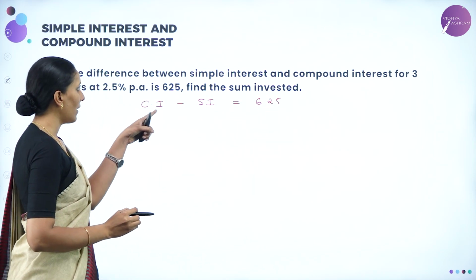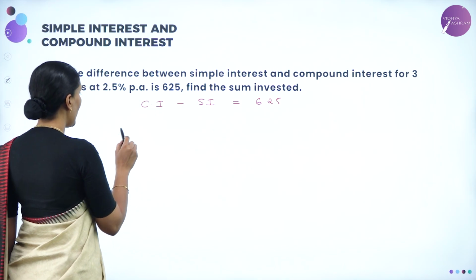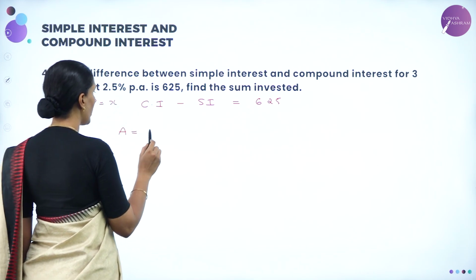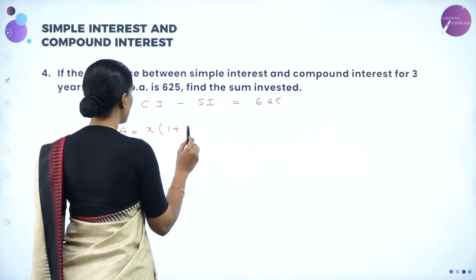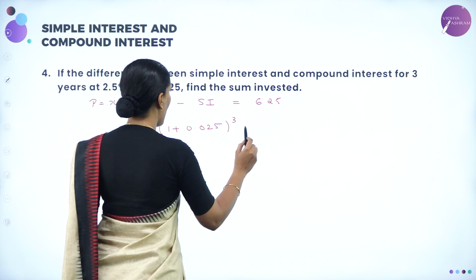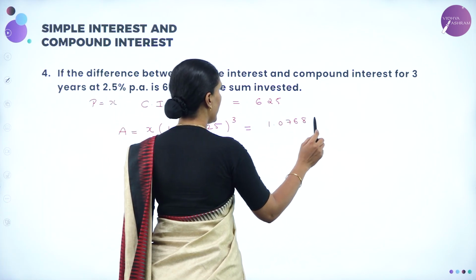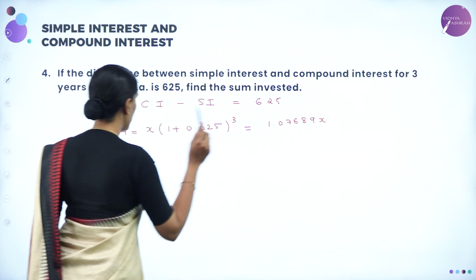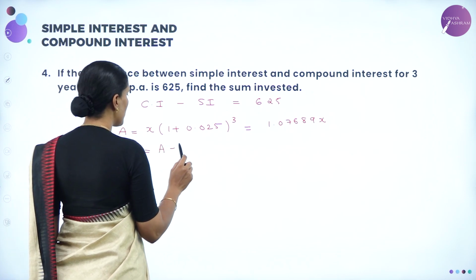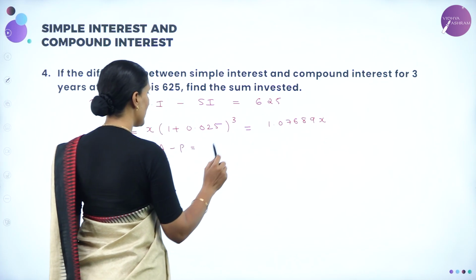Now, we need to calculate the compound interest, but before that we need to find out the amount. So A is equal to, let me consider principal as x here. So it is x into (1 plus 0.025) whole to the power 3. So the amount will be equal to 1.07689x. Now this is the amount. So compound interest is amount minus principal, which is 1.07689x minus x, which is 0.07689x.